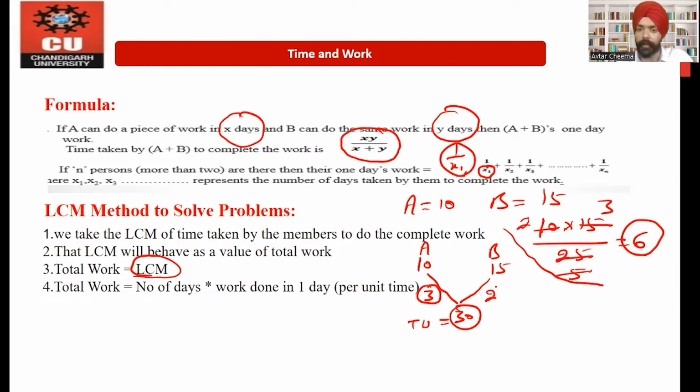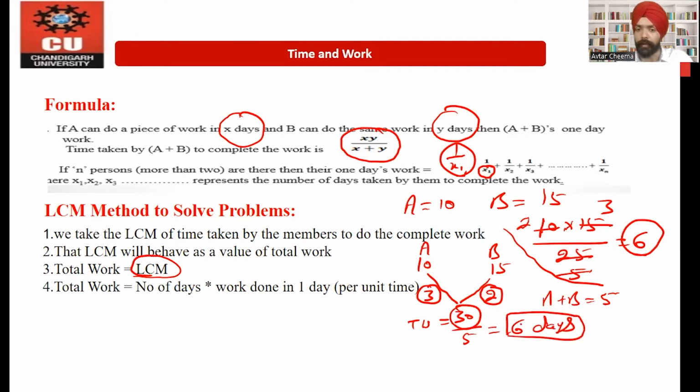How much work is B doing daily? 2 units. If both are working together, how much work are they completing daily? A plus B are completing 5 units. And total work is 30 units. So 30 divided by 5, they can complete it in 6 days.